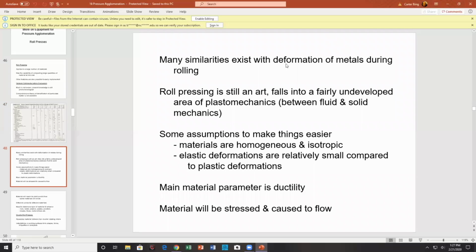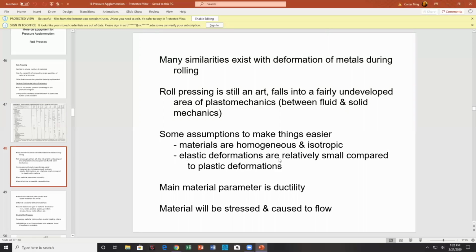Many similarities exist between the deformation of metals during rolling. Roll pressing is still an art. It falls into a fairly undeveloped area, plastomechanics, basically, the mechanics between a flowing fluid and solid mechanics. So it's in between there. We're going to assume, to make things easier, that the material is homogeneous and uniform in all directions, or isotropic. So it's homogeneous and doesn't have any directional preferences.